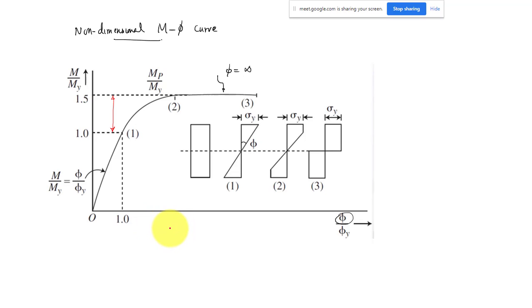So that is one thing I wanted to discuss, the moment curvature relation. That much is required. Next we'll go to the basic principles of plastic analysis. After that we'll go to the theorems of plastic analysis. So next we will see the basic principles of plastic analysis.